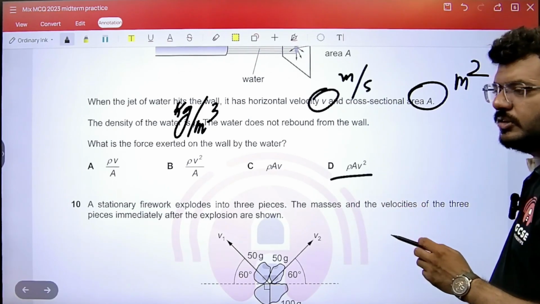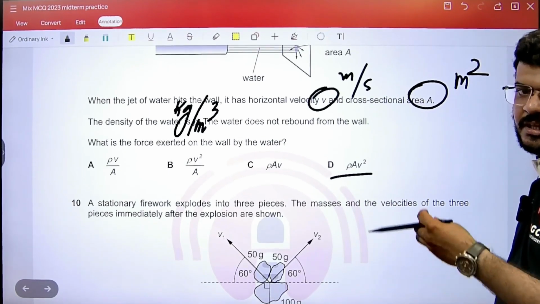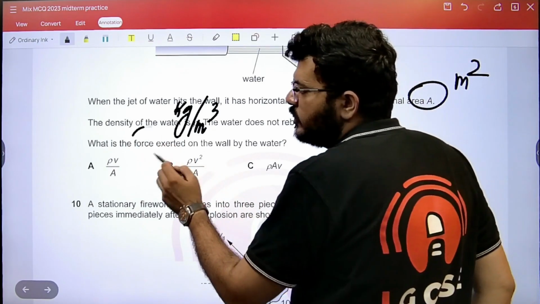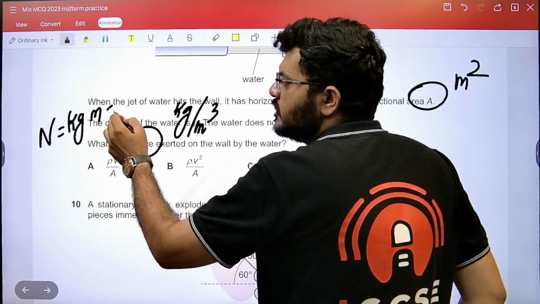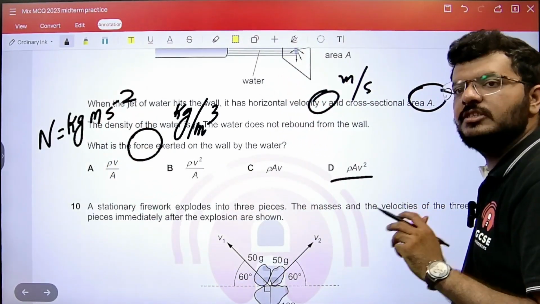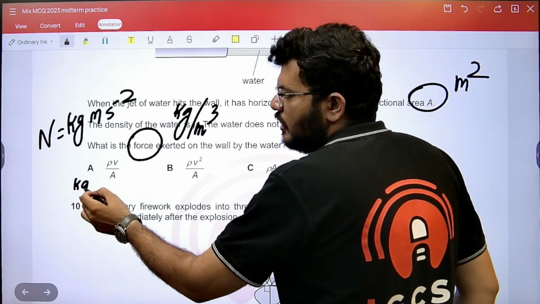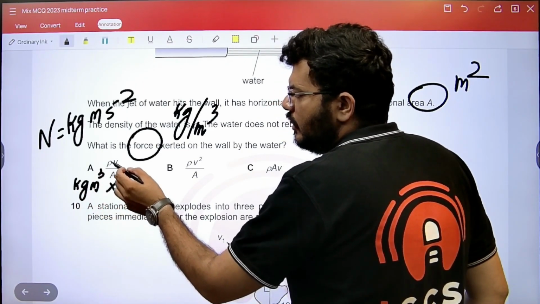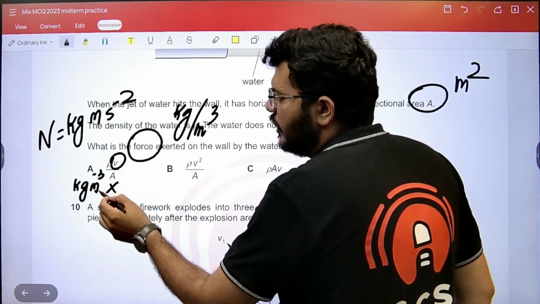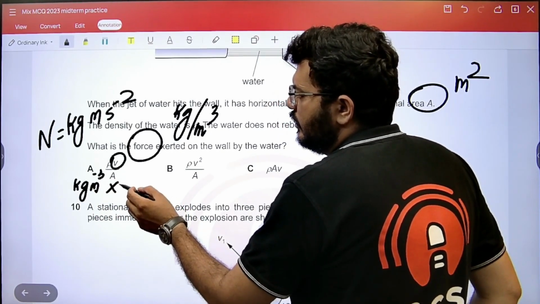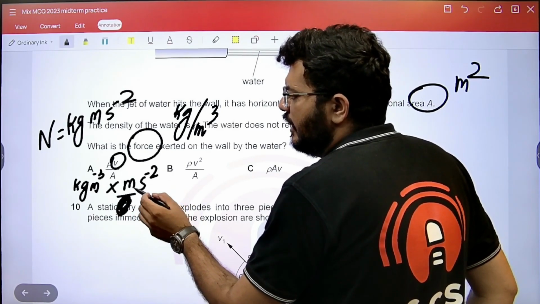There must be another method to get the answer, right? But the easiest one is to find out homogeneity in the equation. What is force? Force is in Newton. Newton is kg meters per second square. Whichever of this is kg meters per second square is your answer. Okay, so this is kg meter cube multiplied by meters per second, sorry, per meter cube multiplied by velocity meters per second, minus 1, and area is meter square.